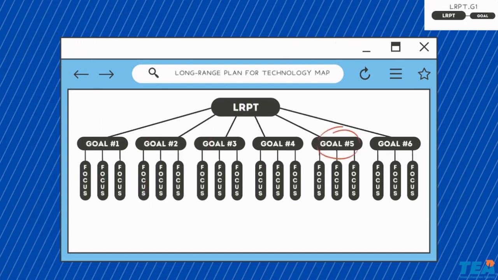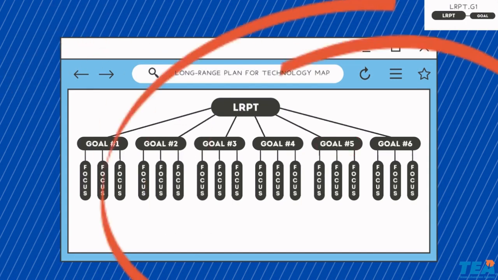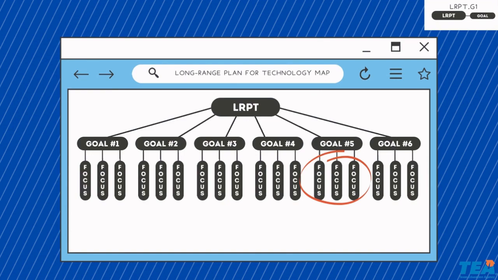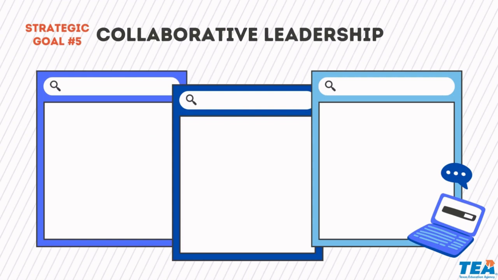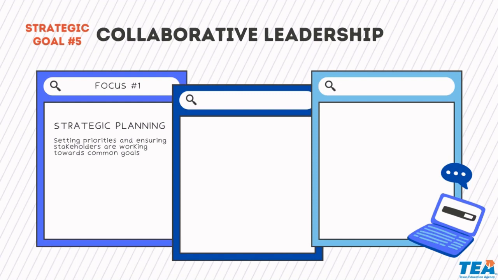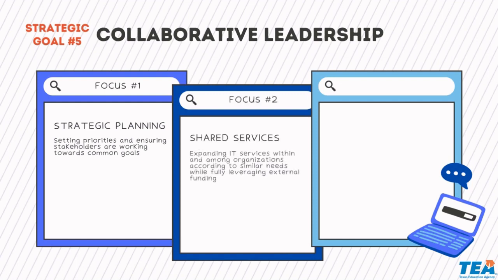Now that we've introduced the strategic goal, let's review the focus areas. There are 3 focus areas to help guide the realization of this goal. 1, strategic planning. 2, shared services. And 3, state collaboration.